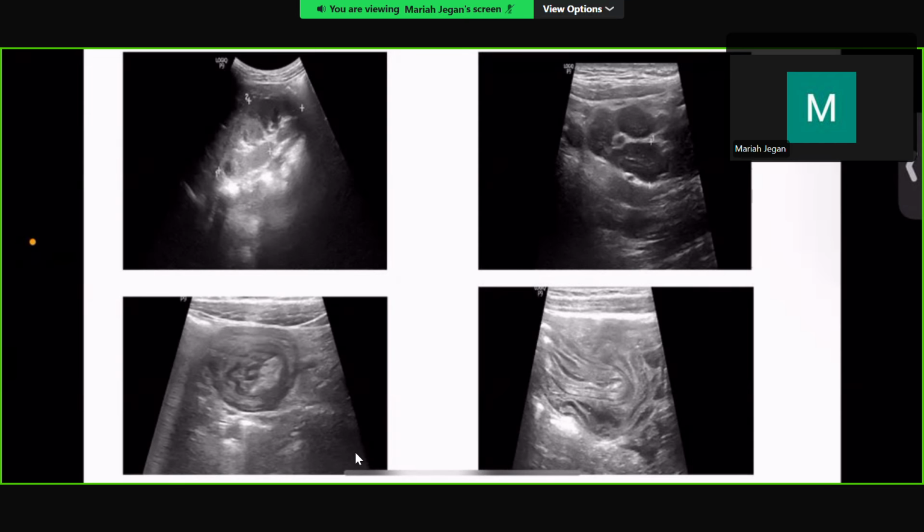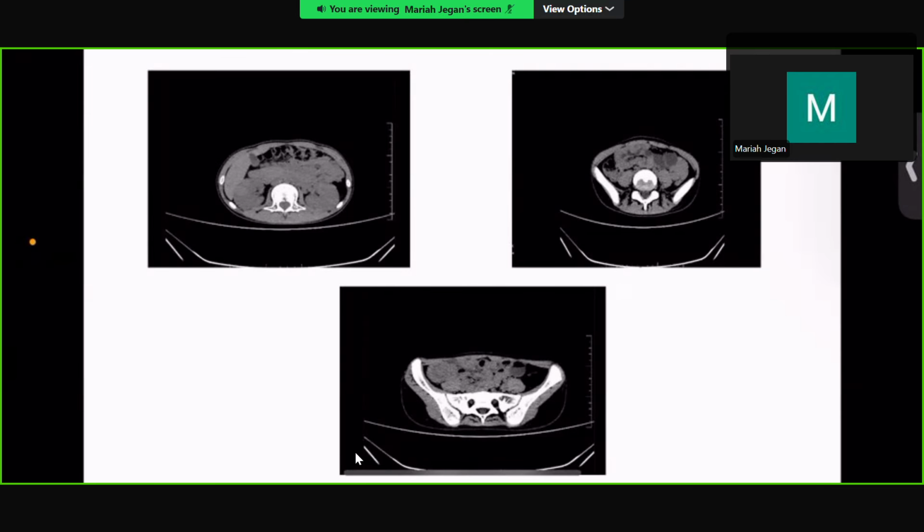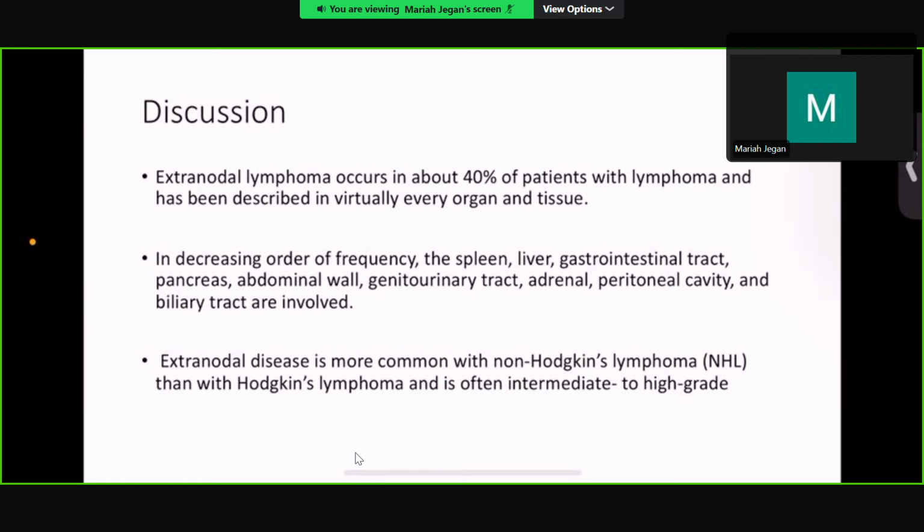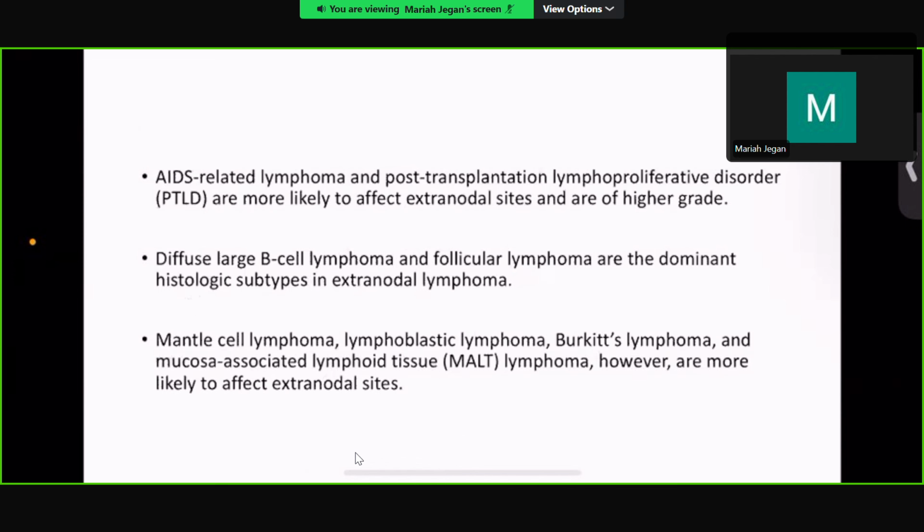and extramedullary lesion. Extranodal lymphoma occurs in about 40% of the patients with lymphoma and has been described in virtually every organ and tissue. In decreasing order of frequency, the spleen, liver, GI tract, pancreas, abdominal wall, genitourinary tract, adrenal, peritoneal cavity, and biliary tract are involved. Extranodal disease is more common with non-Hodgkin's lymphoma than with Hodgkin's lymphoma. Age related lymphoma and post transplantation lymphoproliferative disorder are more likely to affect extranodal sites.